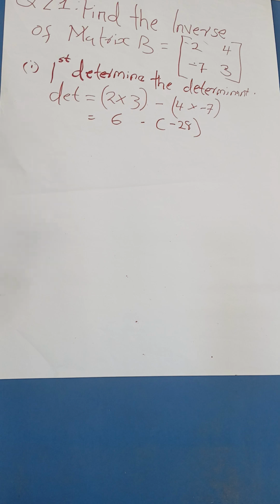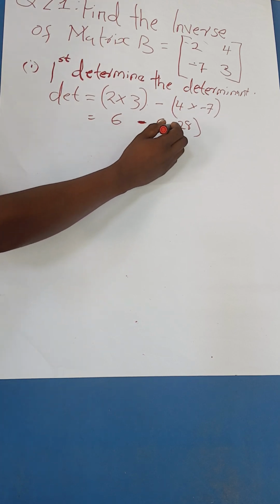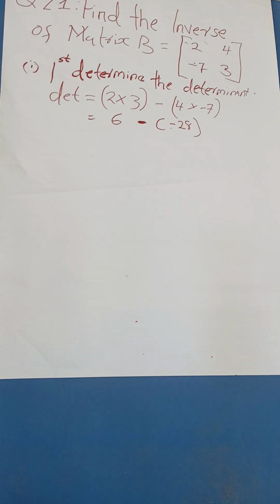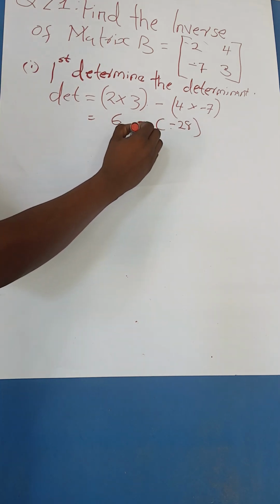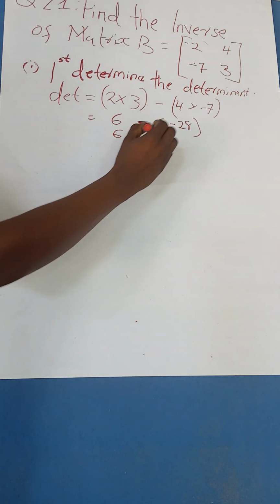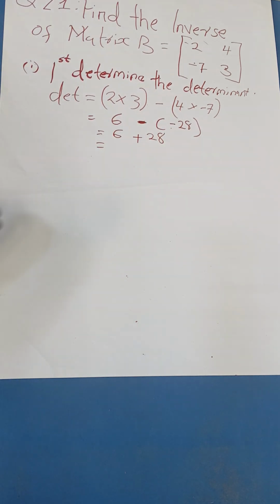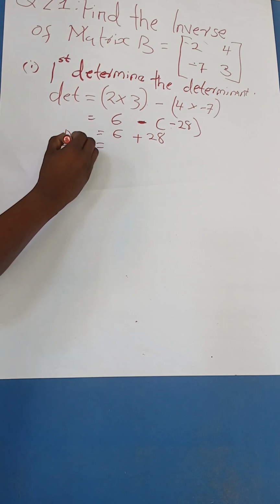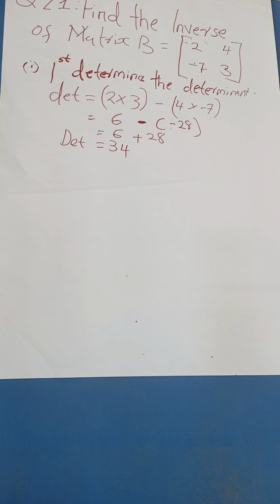Good. And if you can see here, we have a minus here, and we have also a minus there. Minus minus becomes positive. So you'll add, it means our determinant for this case will be what? Our determinant will be 34.